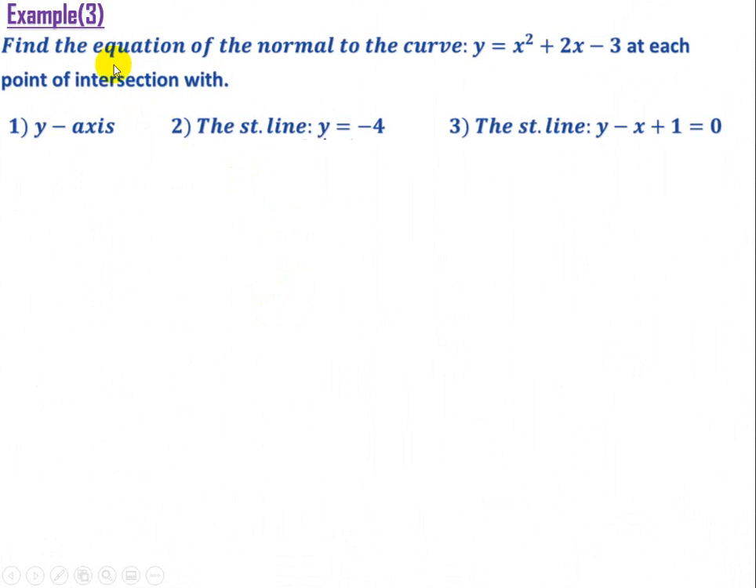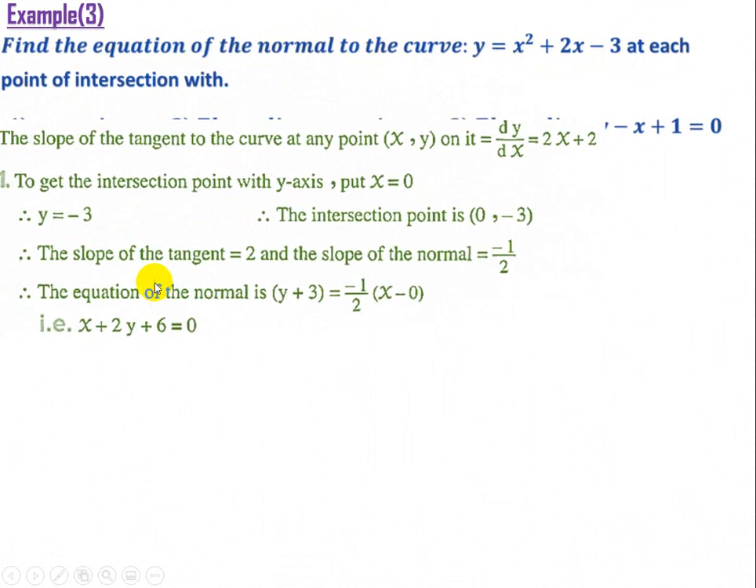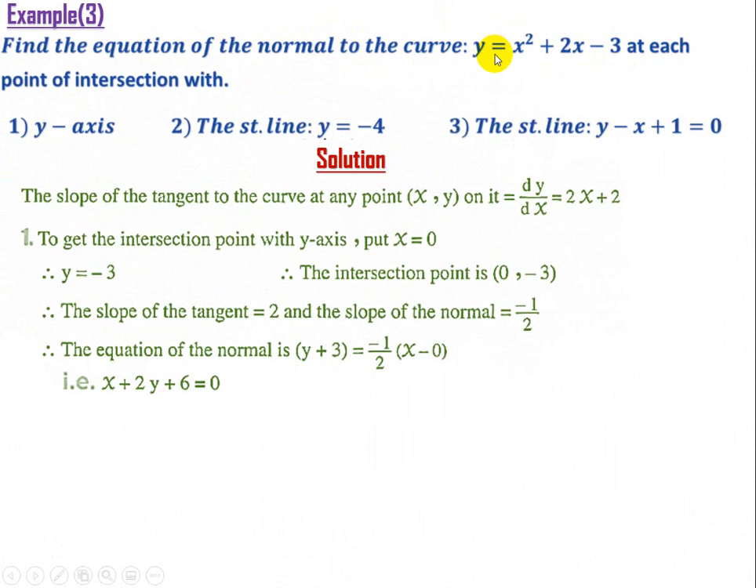Exercise number 3. Find the equation of the normal to the curve y equals x squared plus 2x minus 3 at each point of intersection with: number 1, the y-axis. The slope of the tangent to the curve y equals x squared plus 2x minus 3 is dy by dx equals 2x plus 2.